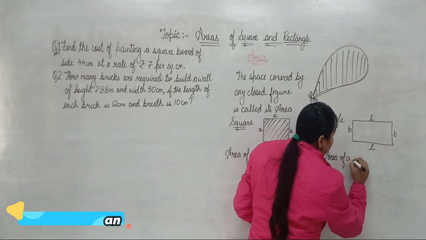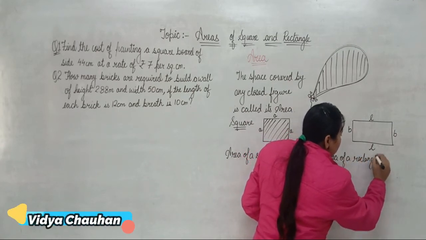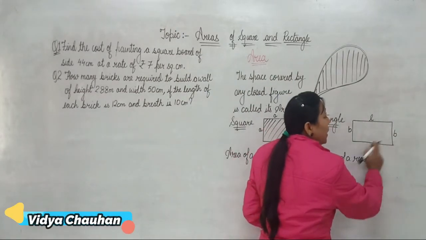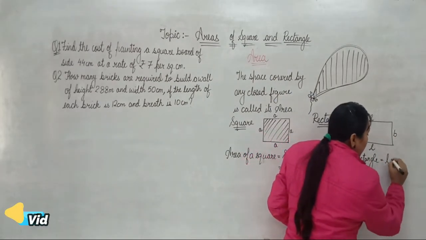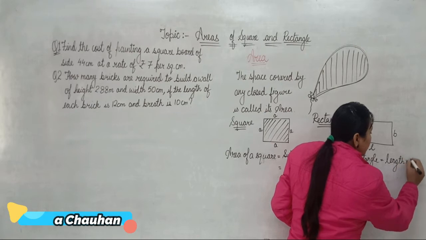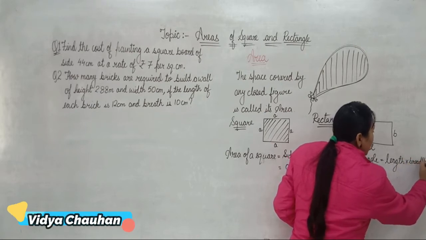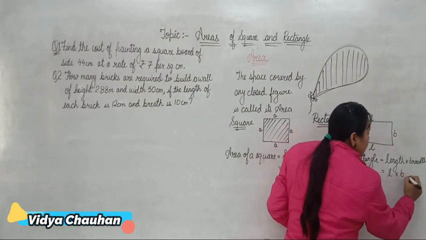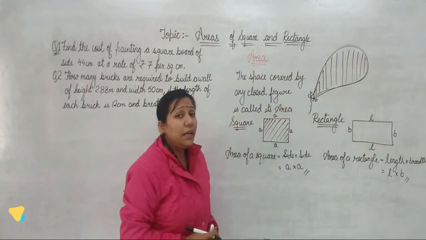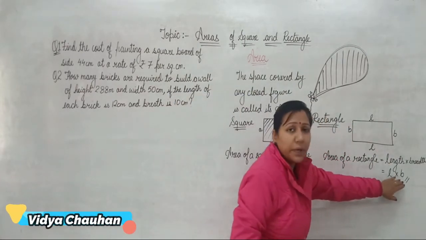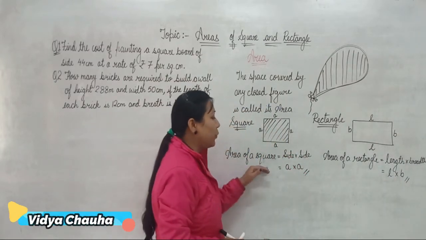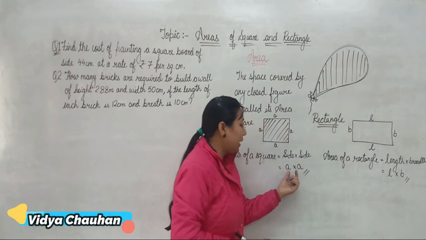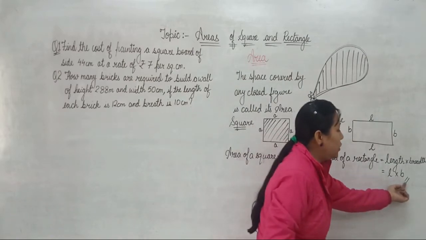So area of a rectangle is once again the product of the two sides. Similarly, the product of the two non-equal sides. So that will be its length into breadth. So area of rectangle is length into breadth. Length is L and breadth is B. So that's the formula for area of rectangle, length into breadth. So students, let's recall once again: area of a square, side into side, and area of rectangle, length into breadth. In short, we can write it as A into A and L into B.